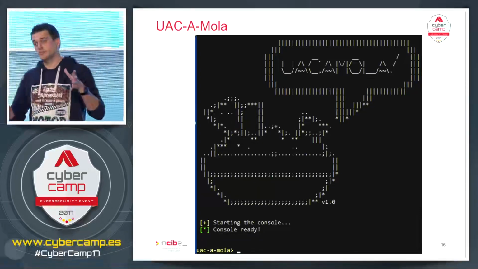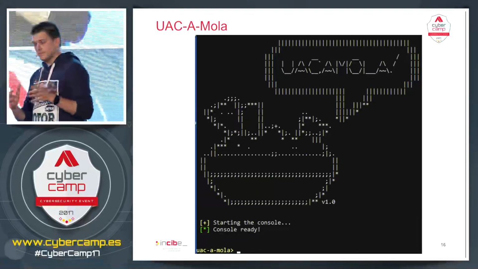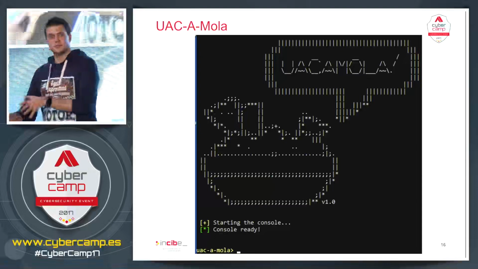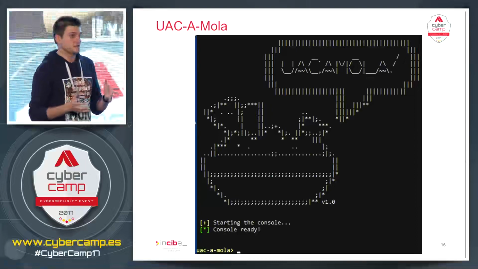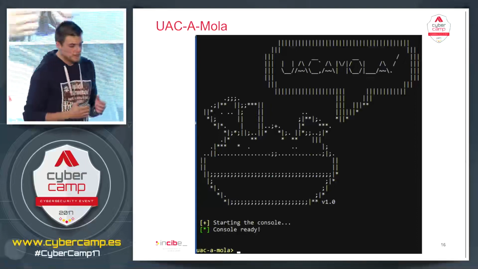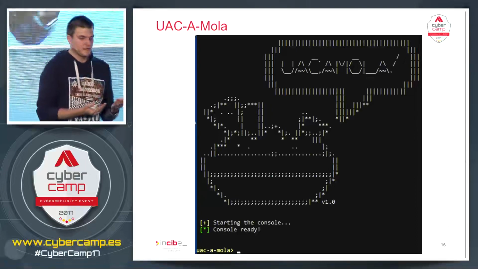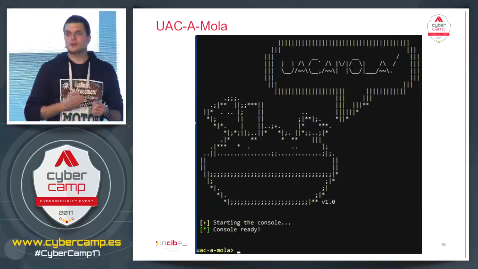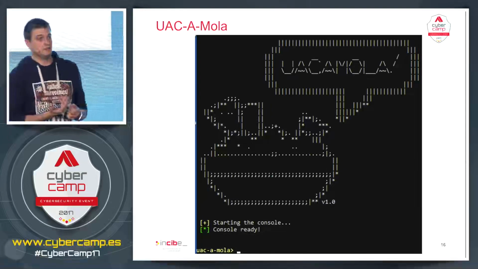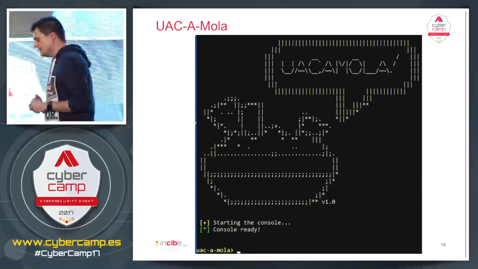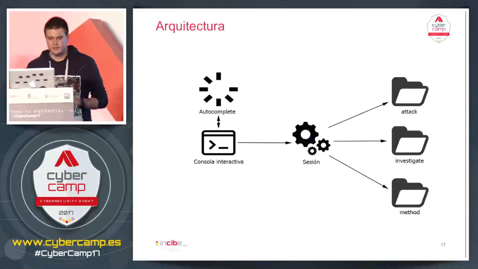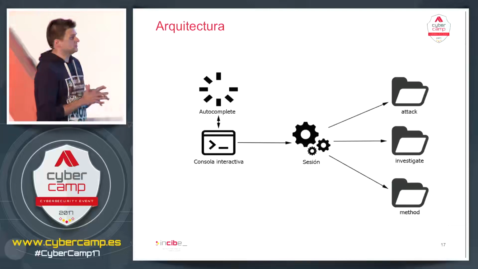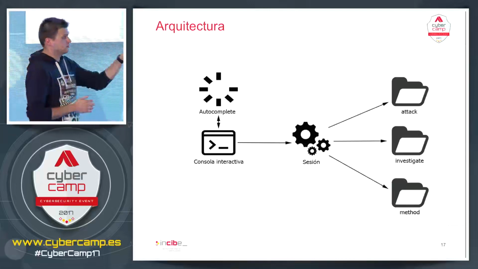So this is what interested us, the research part, having an open project in a community where people could implement different modules in order to work with this. Having clear ideas about what UAC and bypass are, people could do their own research and identify new UAC bypasses and share them. So we worked on the architecture.